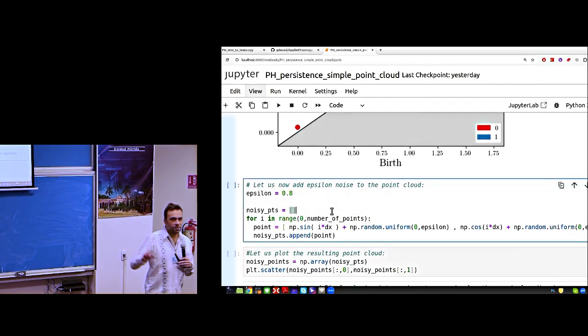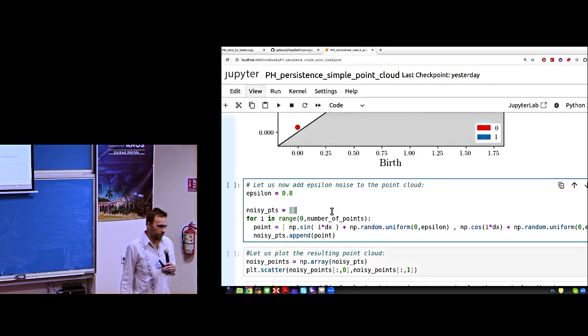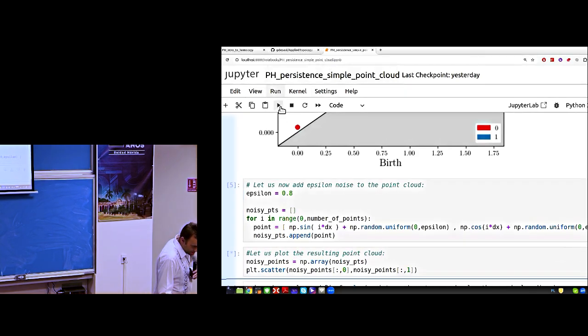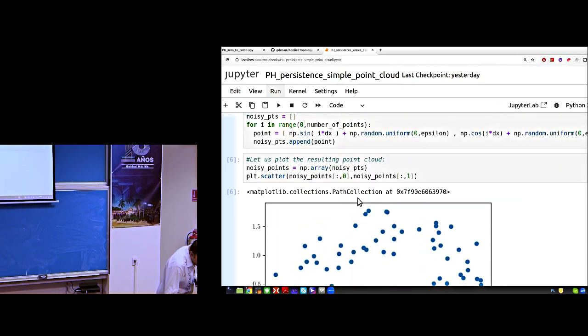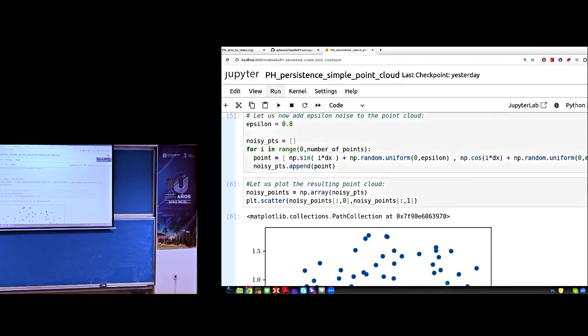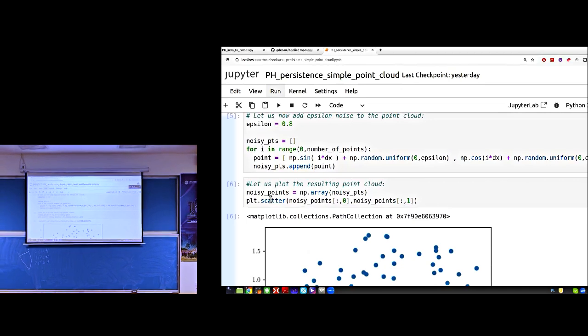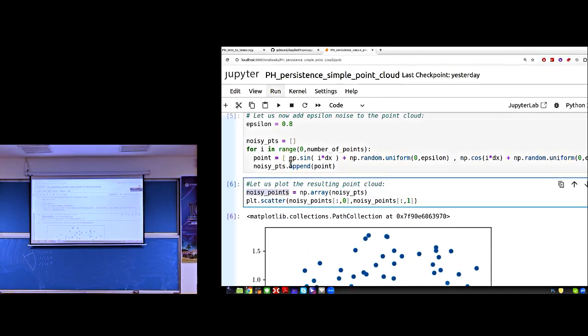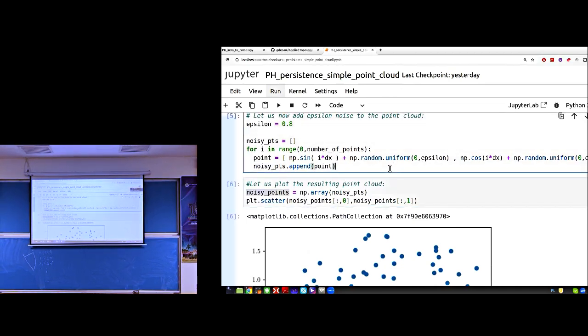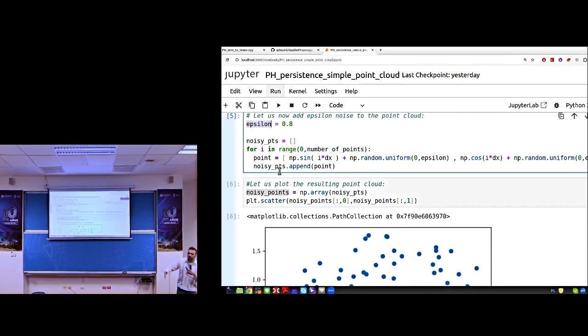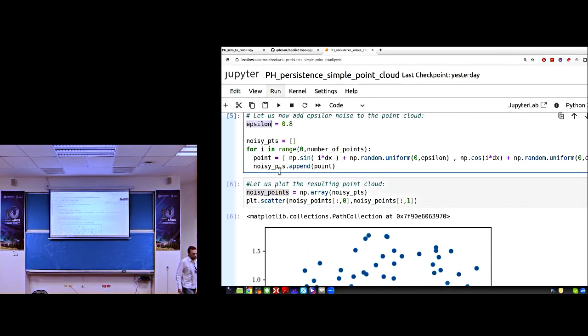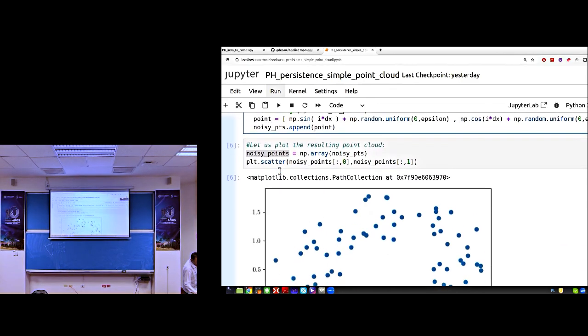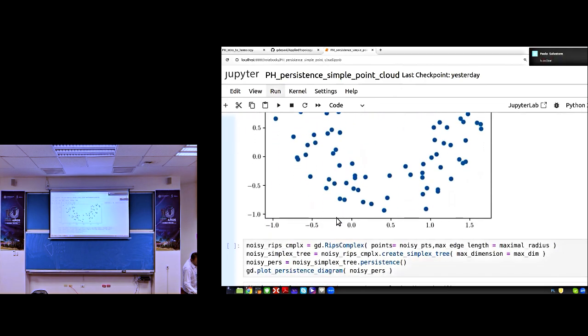Okay. So that's a very clean situation. Never happens in data science. Let's put some noise. What I'm doing over here, as you see, is adding a random uniform variable between 0 and epsilon, where epsilon is 0.8. So that's quite a big perturbation, especially because the radius of my circle is 1. So that's the perturbed circle.